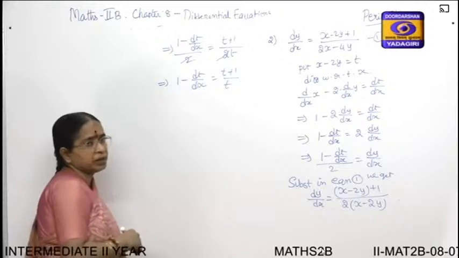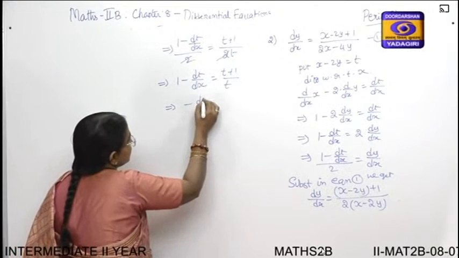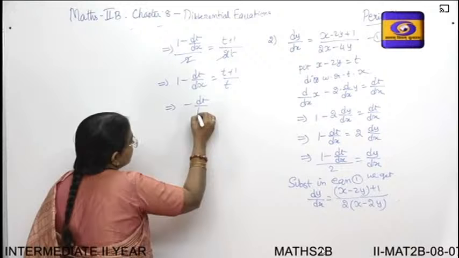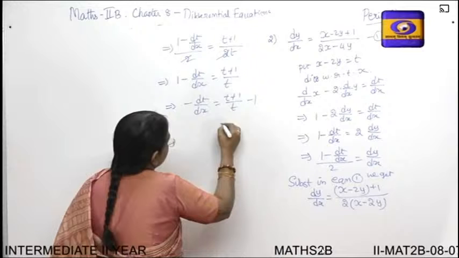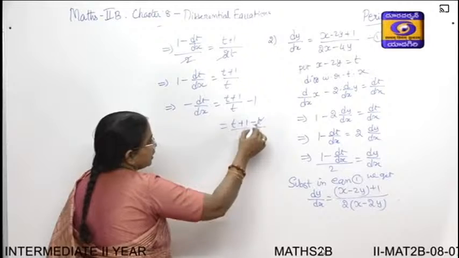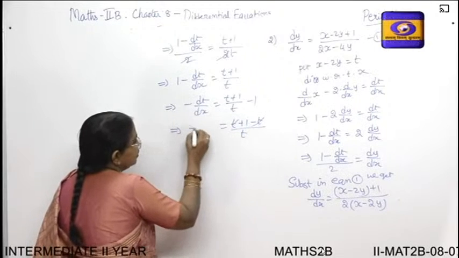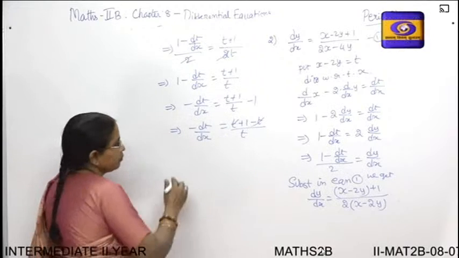Now see how simple it is. Take 1 to that side. So minus dt by dx is equal to (t plus 1) by t minus 1. So it is (t plus 1 minus t) by t. So t and t will get cancelled. So that means minus dt by dx is equal to 1 by t. So the problem has become very simple now.